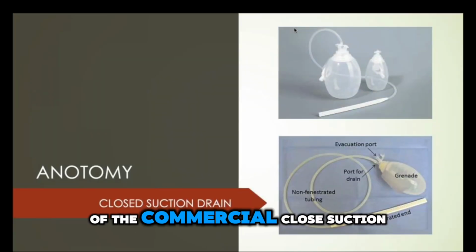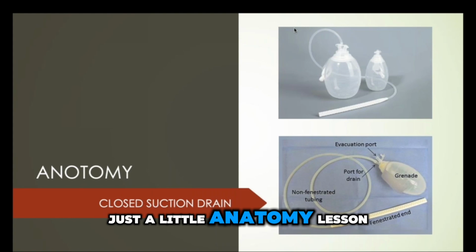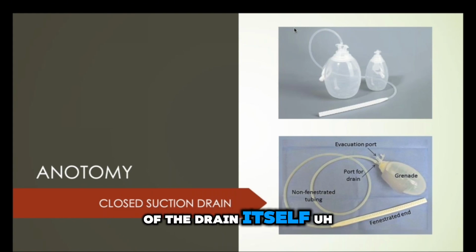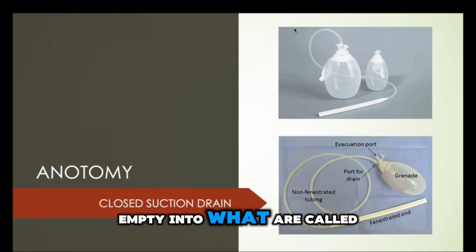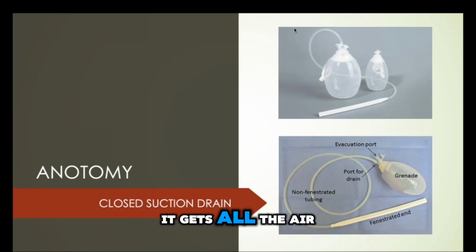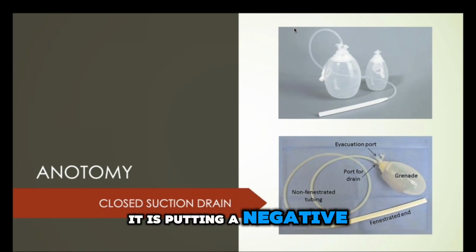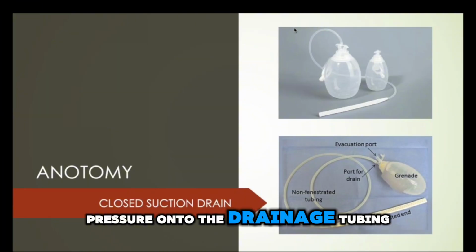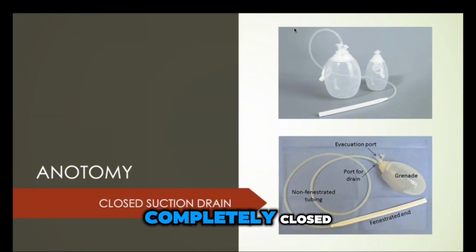If we look at some of the commercial closed suction drains, just a little anatomy lesson of the drain itself. A lot of the drains empty into what are called grenades, and the grenades are rechargeable. So you squeeze the grenade, it gets all the air out. You put the port, you lock it in place, and it is putting a negative pressure onto the drainage tubing and into the wound as long as that wound's completely closed.